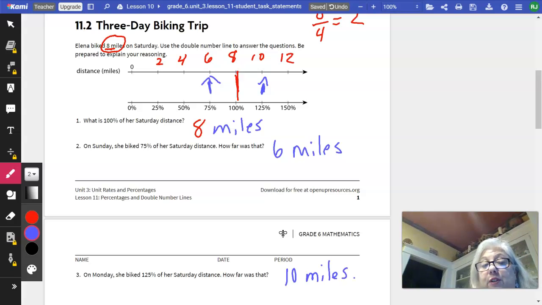I hope this helps you understand a little bit about using a double number line. We will use this more tomorrow in our class. And hopefully, if you don't understand this, go back and watch this video again.